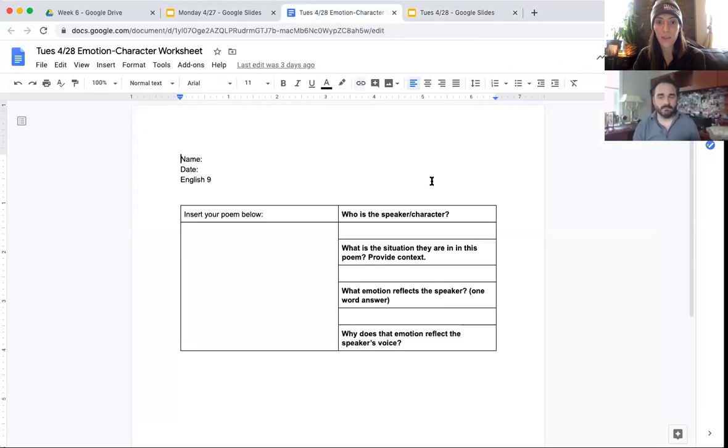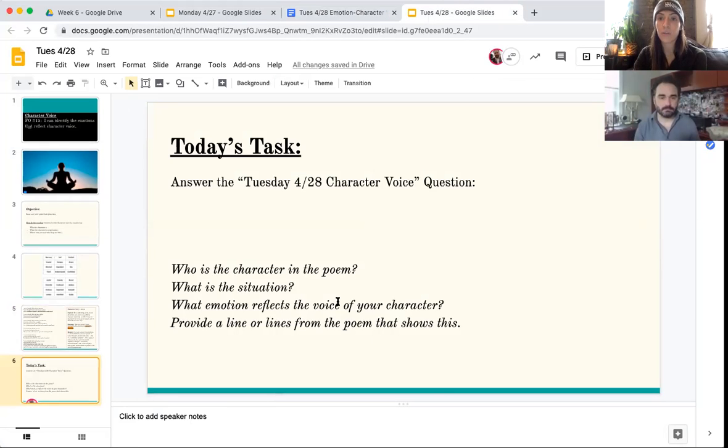And then this is what the document looks like. So type your name, put the date. This is English 9. You can just copy and paste your poem into this box right here, and then answer each of the questions underneath the bolded space. The same questions that are here are the questions that are on the slide. We just put them into a table chart for you, so it was a little bit easier to navigate.